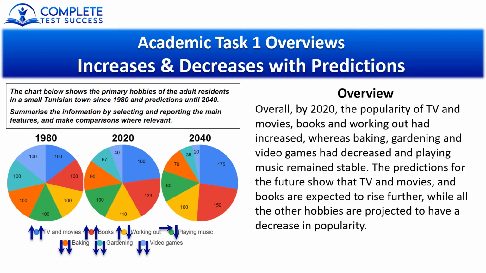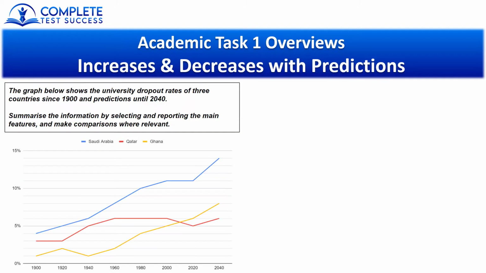Overall, by 2020, the popularity of TV and movies, books and working out had increased, whereas baking, gardening and video games had decreased, and playing music remained stable. The predictions for the future show that TV and movies and books are expected to rise further, while all the other hobbies are projected to have a decrease in popularity. When you're drawing the arrows like this, make sure that they're clear and tidy so that you can scan them all quickly. Here's another question with more than 1 year and predictions.